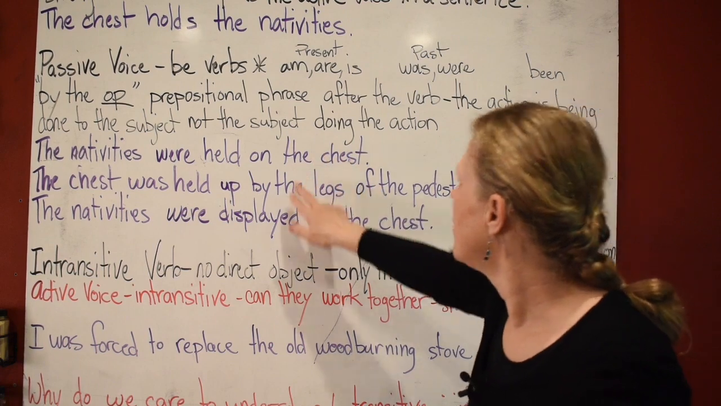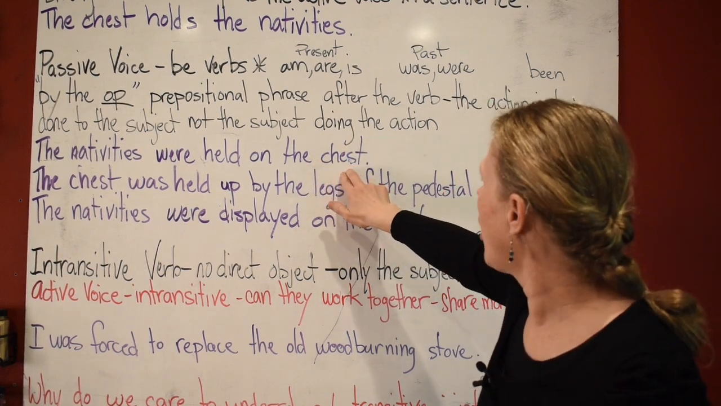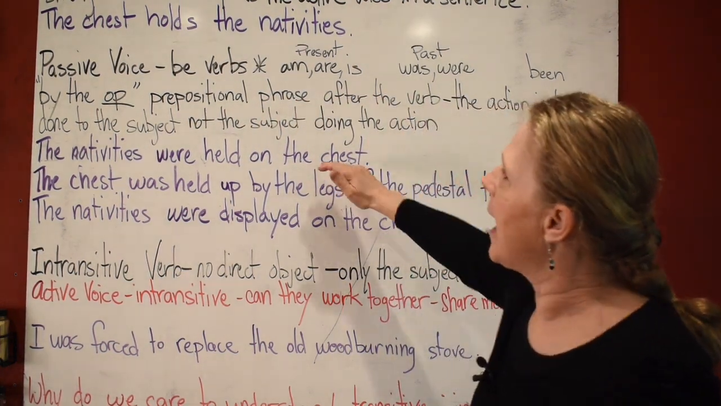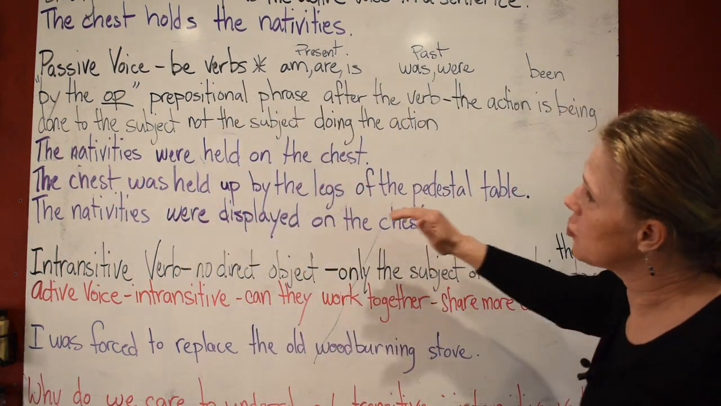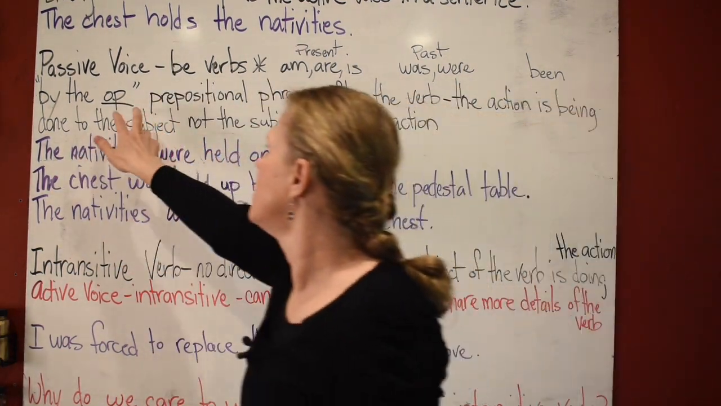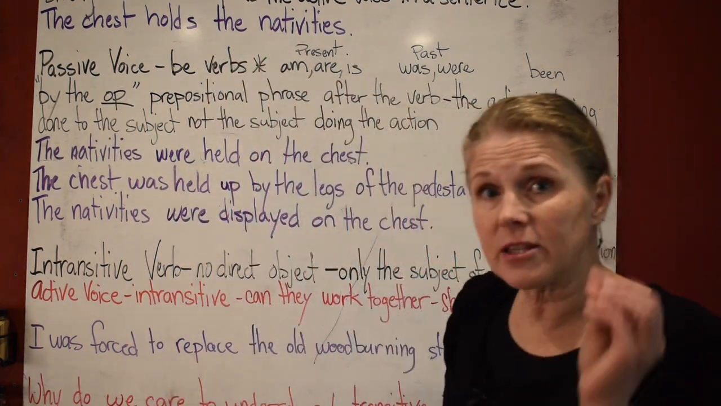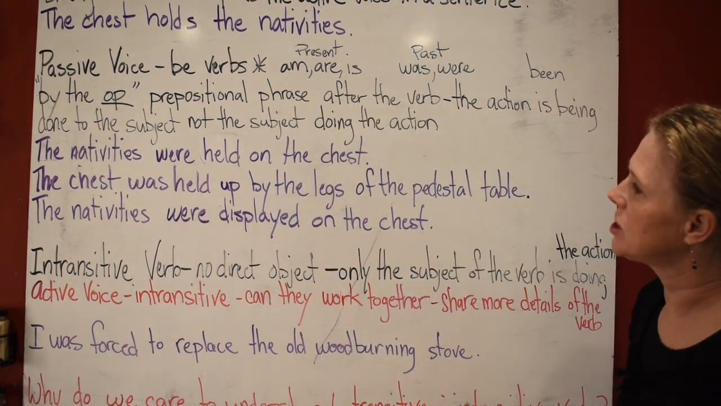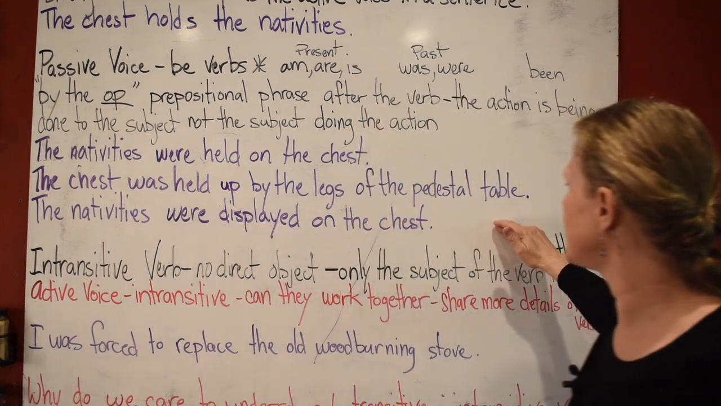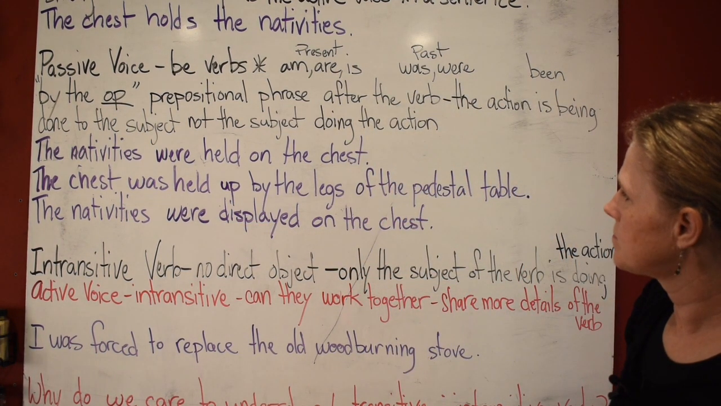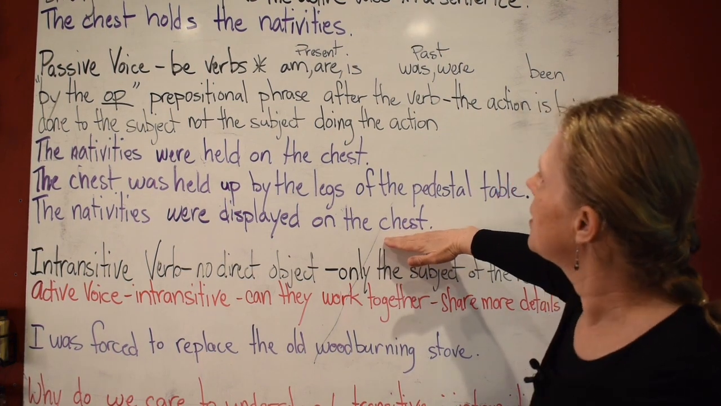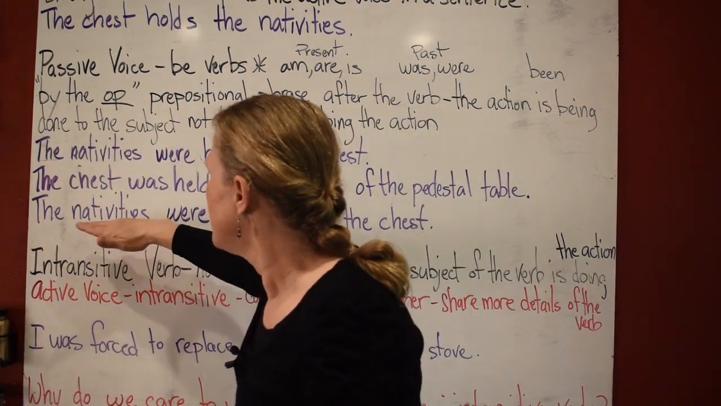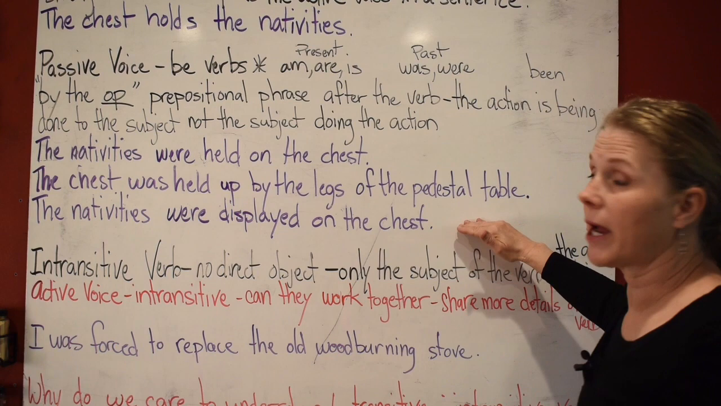So you're going to take the word that is the object of the preposition that follows the verb. You're going to take that word and put it as the subject, and then you're going to take the subject and put it in the direct object position. Does that make sense? Okay, Paul, change that. The nativities were displayed on the chest. The chest displayed the nativities. Right. Take the word in the prepositional phrase that follows the verb, put it in the subject position, and put the subject as the direct object.